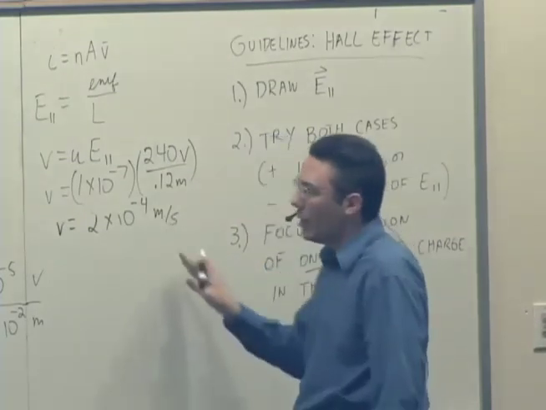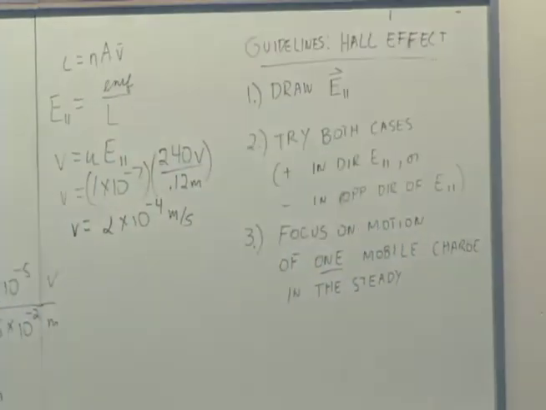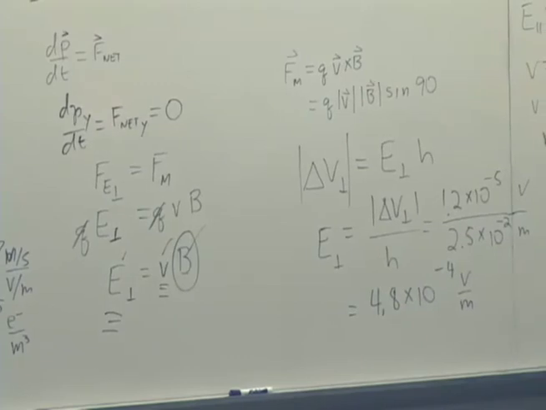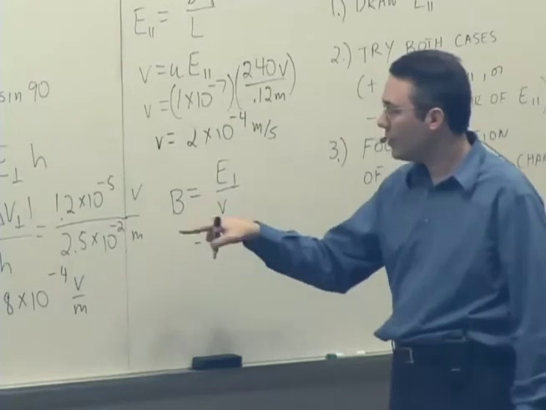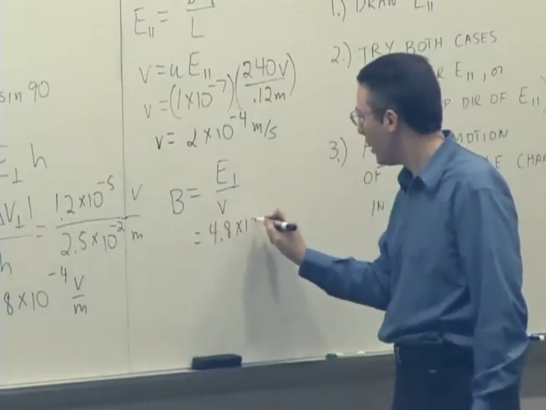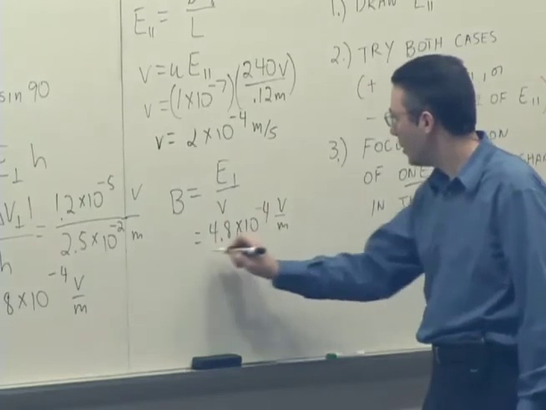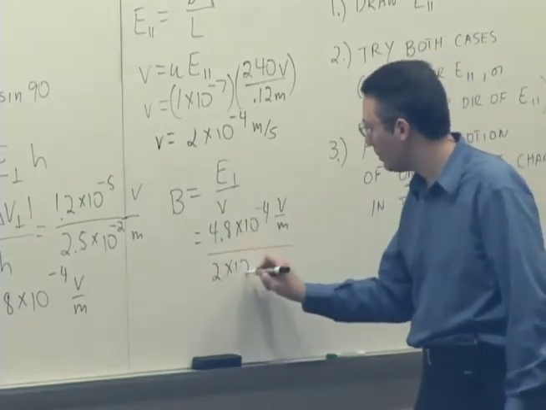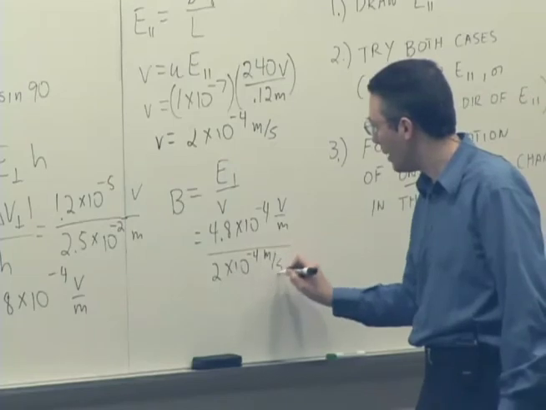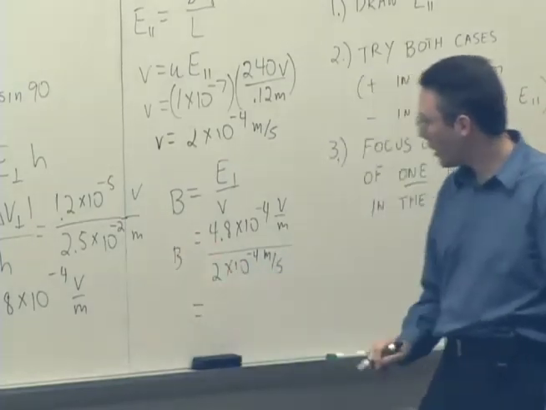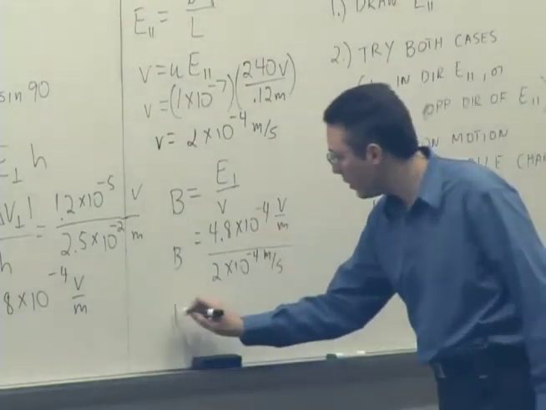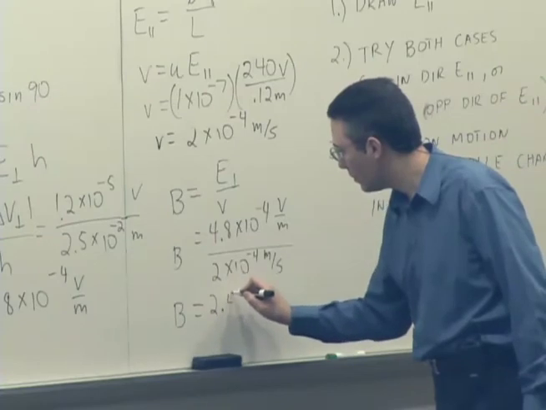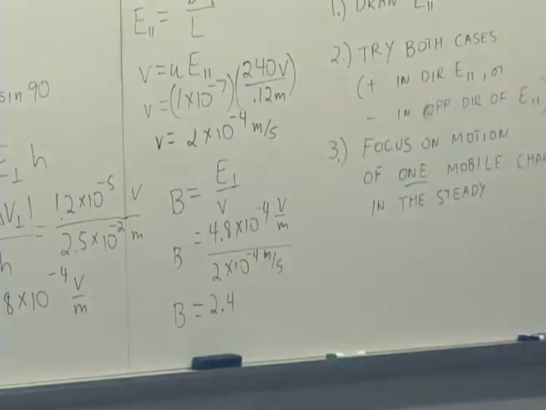Okay. Finally, we've got E perpendicular. We've got the drift speed. We can solve for the magnetic field. Let's at least do that. B is going to be E perpendicular divided by the drift speed, which is 4.8 times 10 to the minus 4 volts per meter over 2 times 10 to the minus 4 meters per second. And what's that give us? 10 to the minus 4 cancels out. 2.4, right? 2.4 Tesla, is that right?